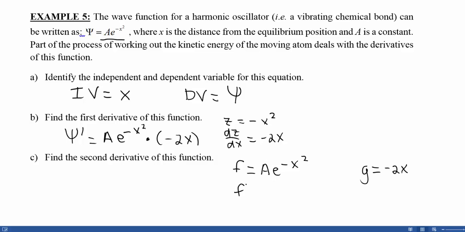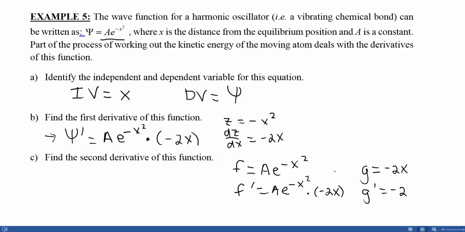Now I'm going to find each of their respective derivatives. Let's start with g prime. The derivative of negative 2x is negative 2. The derivative of a e to the negative x squared, well, that's exactly what we found when we were finding the first derivative. So we already know the answer to that. It's a e to the negative x squared times negative 2x.